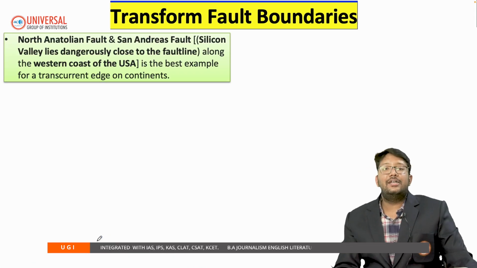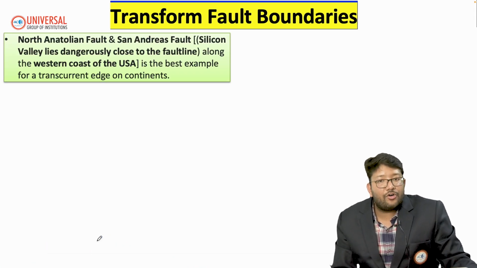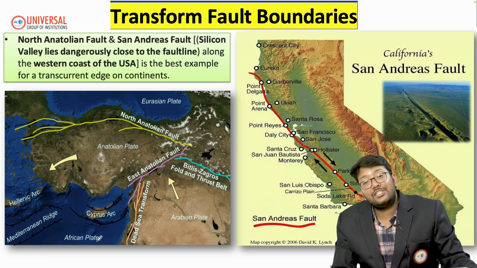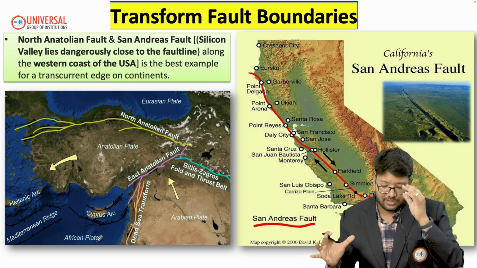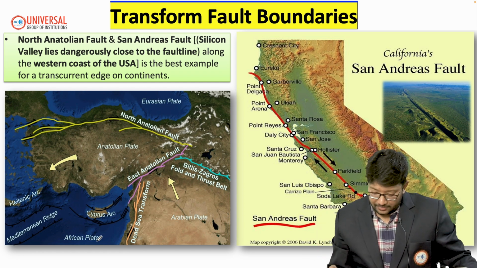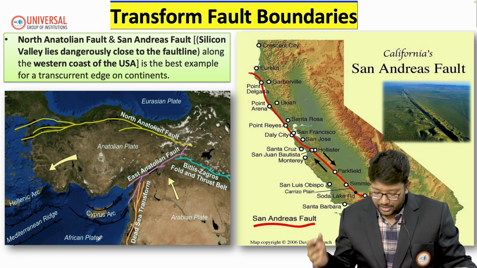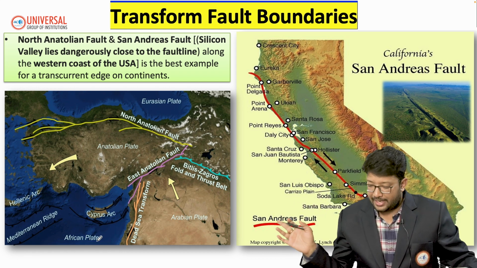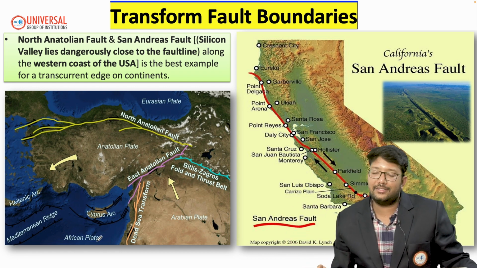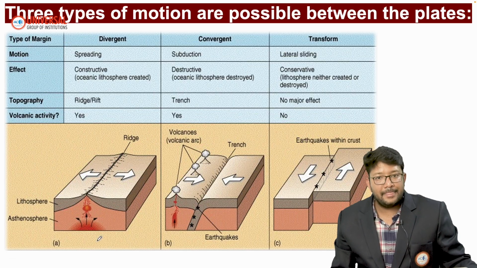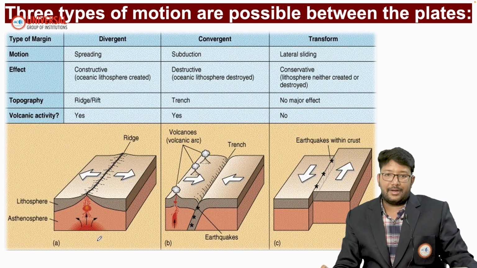Yeah, so let's resume our transform fault boundaries. Examples of transform plate boundaries are the San Andreas fault and the Anatolian fault. These are two very famous faults. San Andreas is in North America, the western coast of the USA, and Anatolian is in Asia. So you have to remember that.